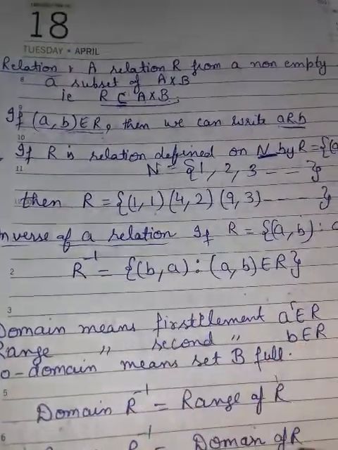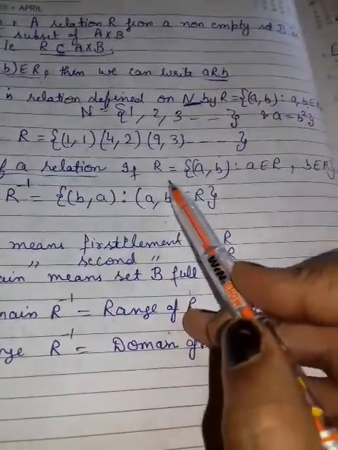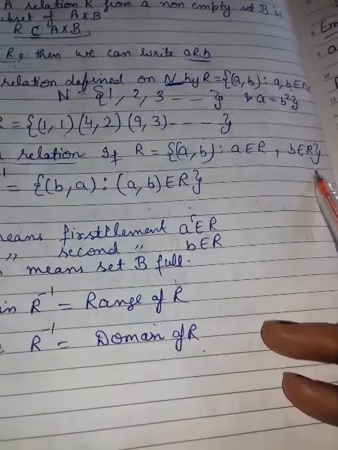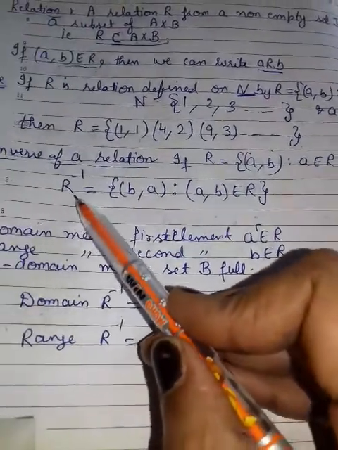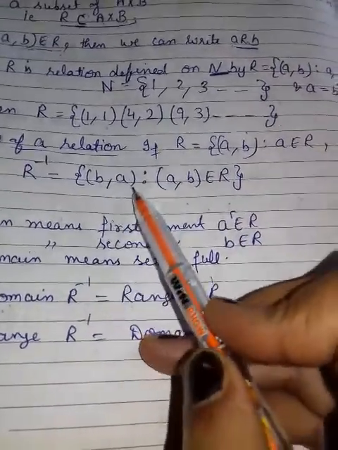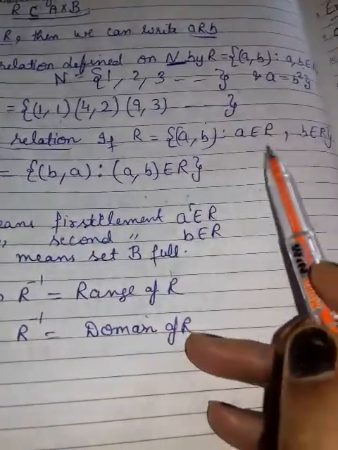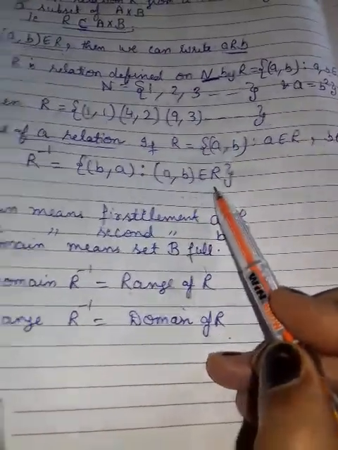Inverse of a relation. From the name, it is clear to all that if this is our relation, then how will you write the inverse? R inverse, and you will change its partners. a will go to b's place, b will go to a's place, and the rest will remain the same.